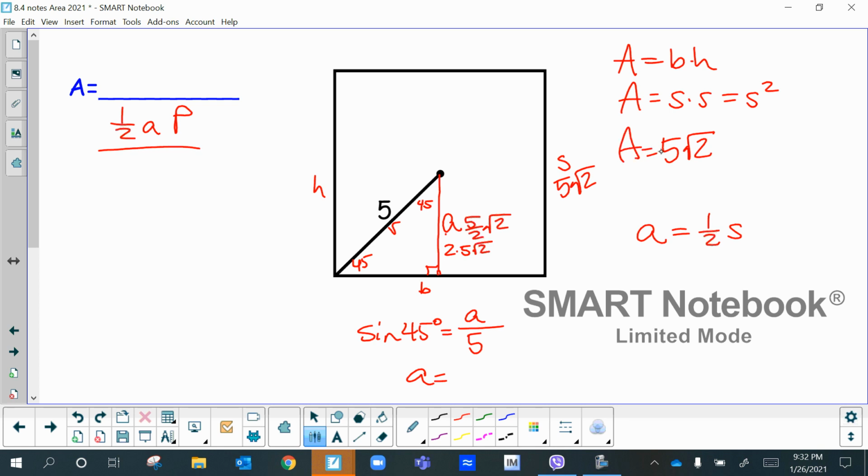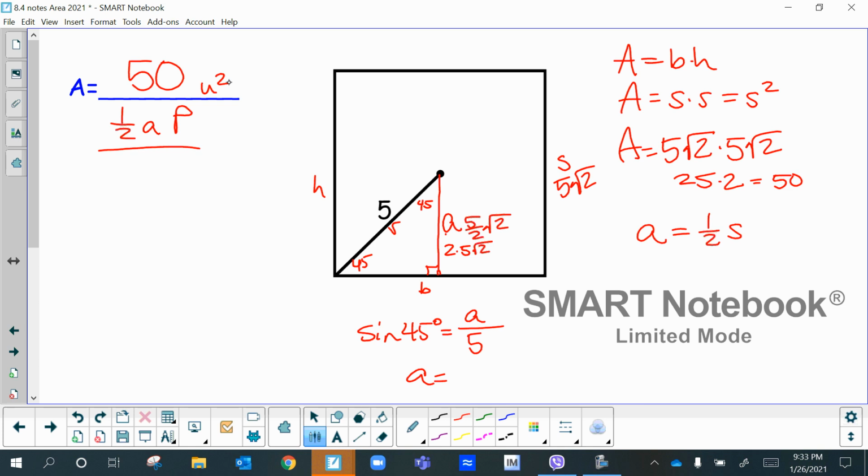So I'm going to do area is 5 radical 2 times 5 radical 2. So you had a unit of multiplying radicals. This should be pretty easy. 5 times 5 is 25. Radical 2 times radical 2 is just 2. So the area of this is actually 50 square units.